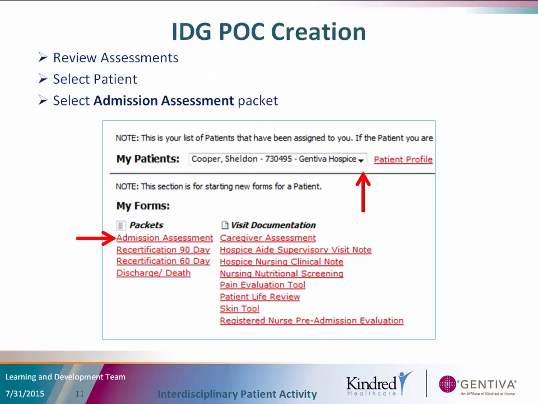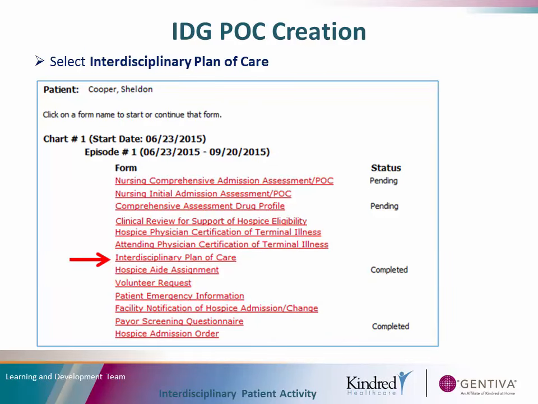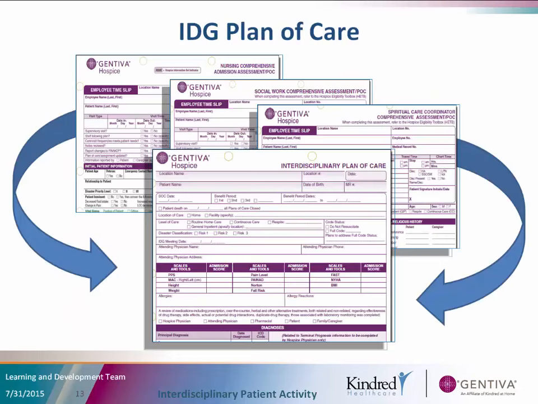So let's look at how the interdisciplinary Plan of Care document is created. It's part of the admission assessment packet. First, select the patient, then select the admission packet. Select the Interdisciplinary Plan of Care link to open the form. The establishment of the POC is on the Interdisciplinary Plan of Care form.